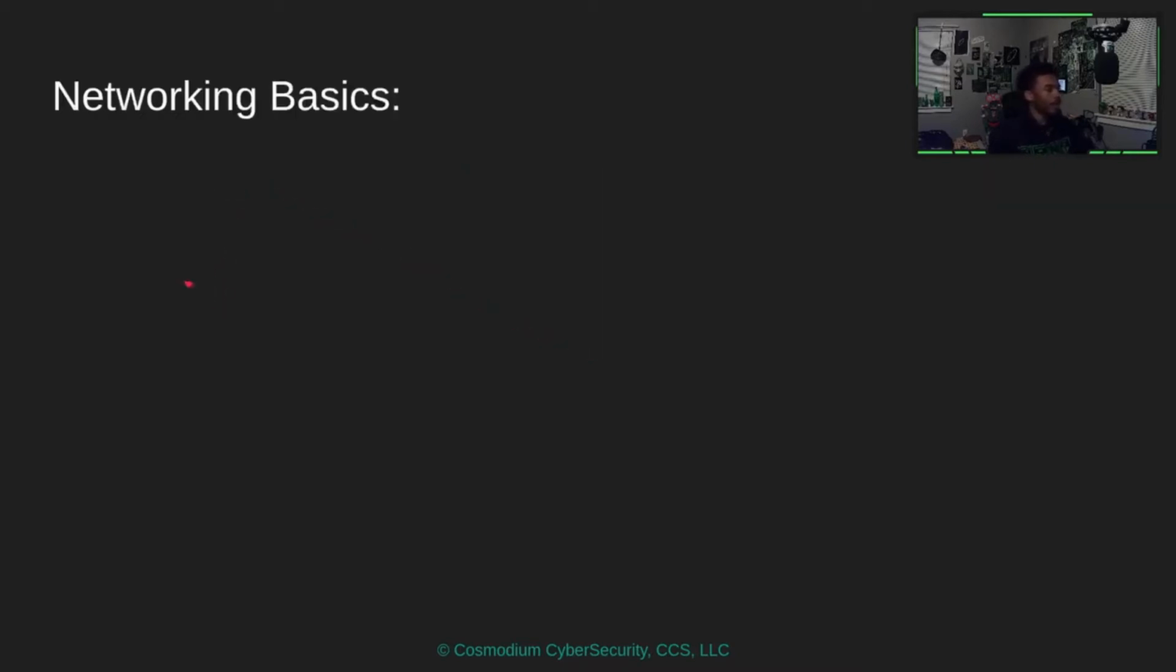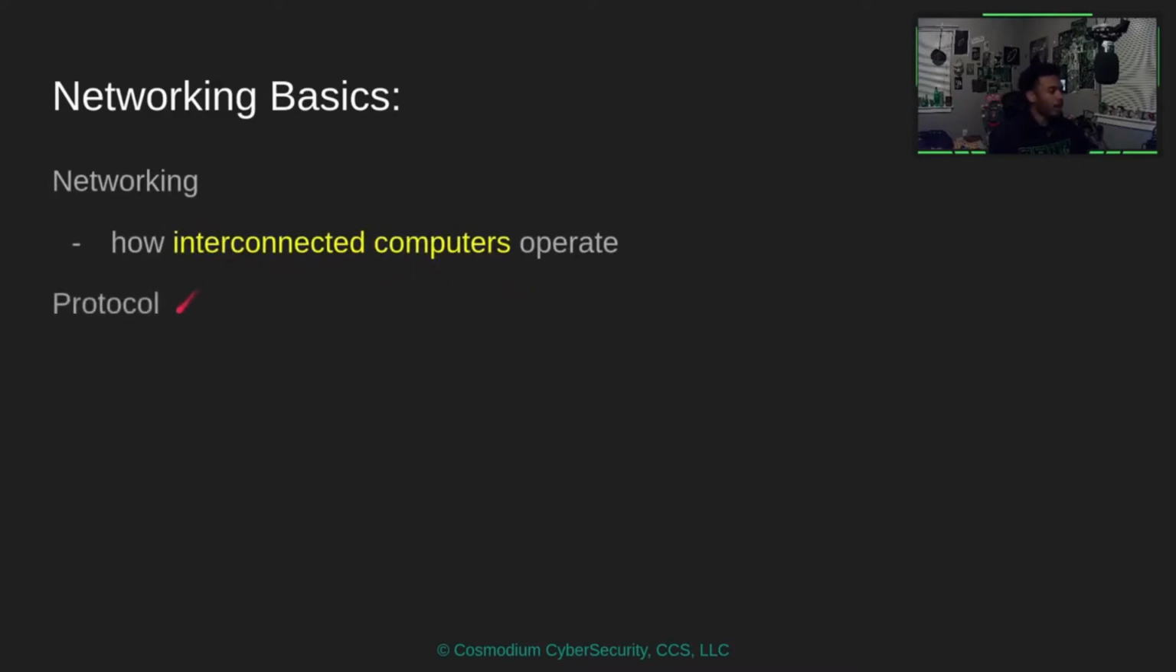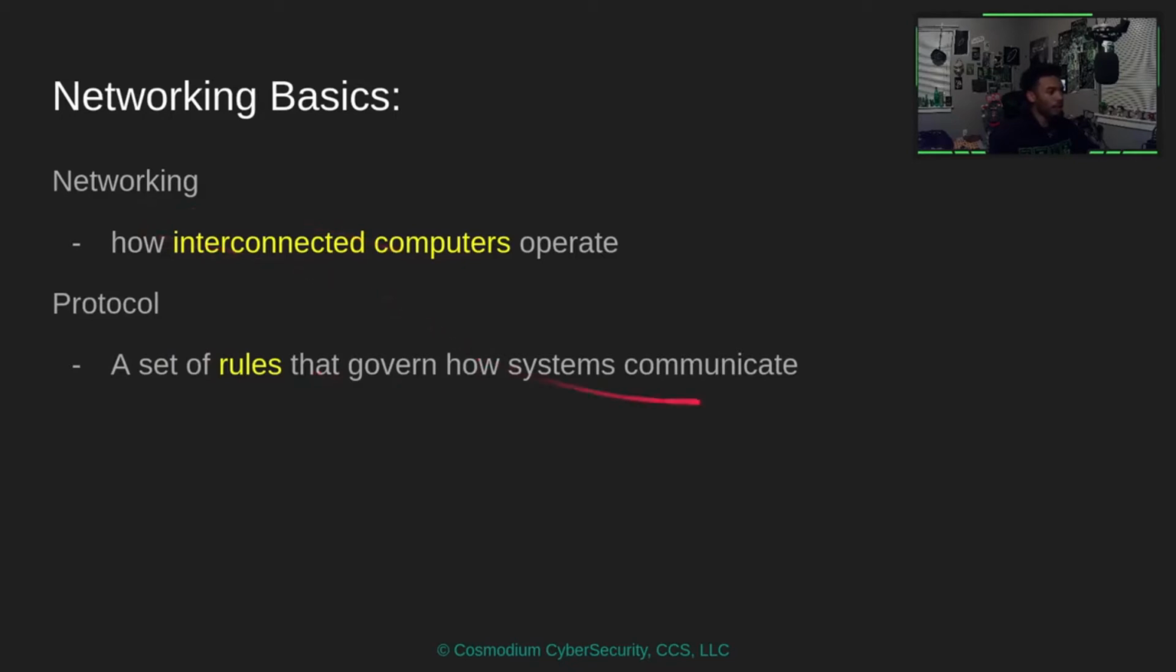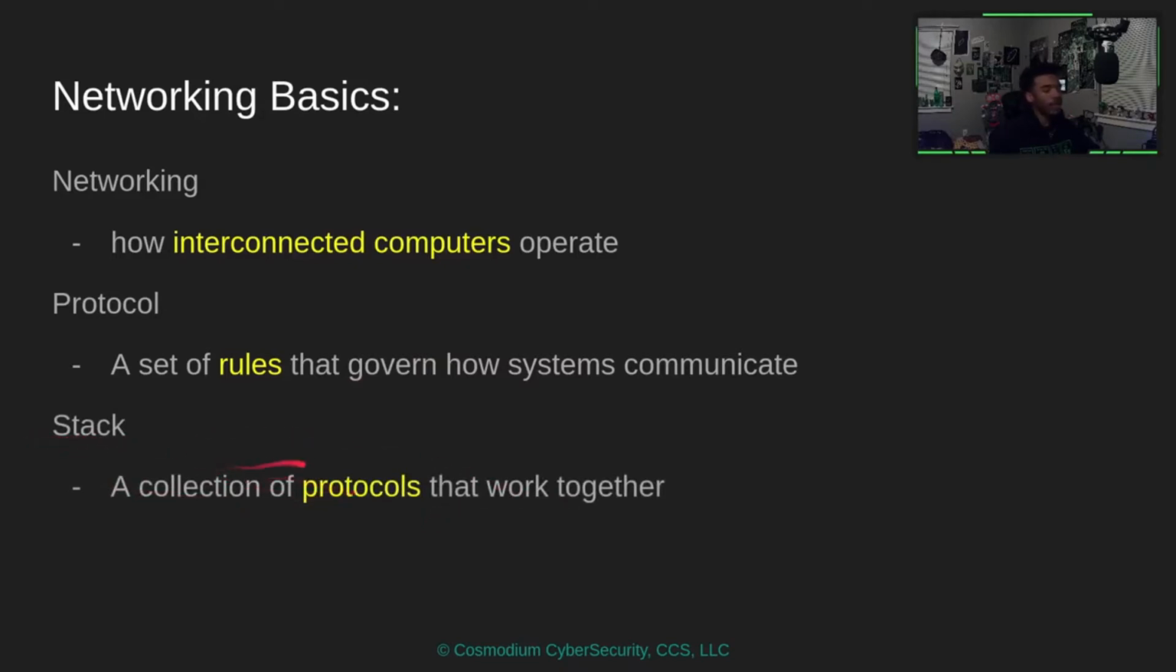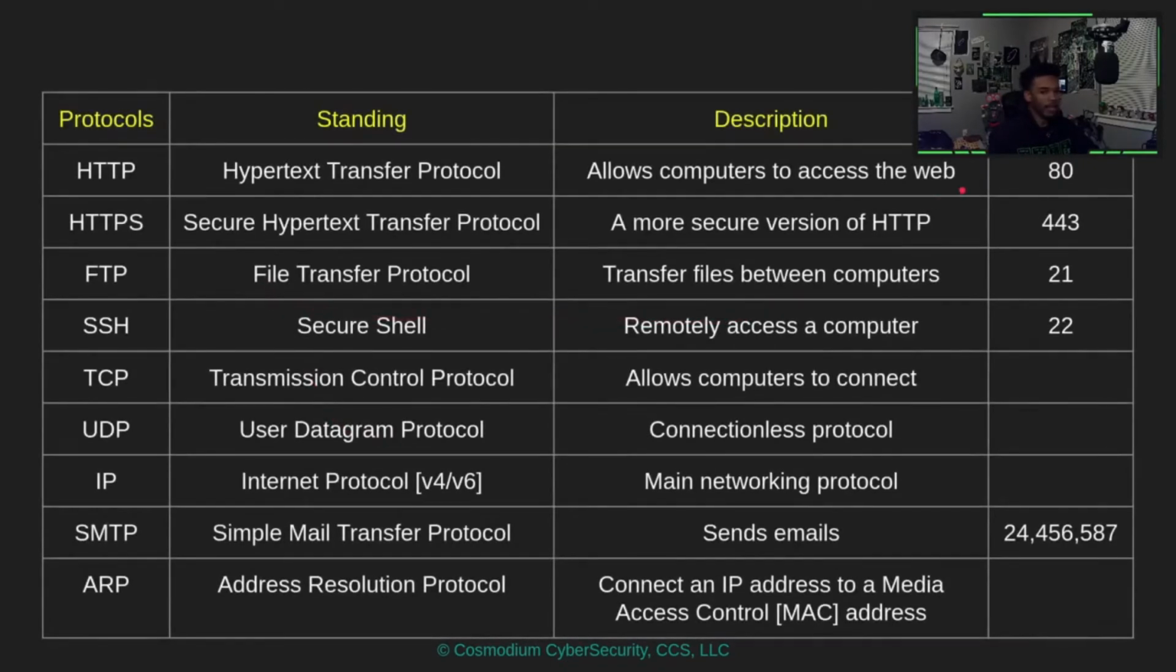But yeah, so networking basics, right? Networking is basically how interconnected computers operate, all right? A protocol is a set of rules that govern how these systems actually communicate. A stack is basically a collection of protocols that work together. We're going to learn about stacks a lot. We're going to get the basics of stacks because they can get kind of confusing quickly. But I'm sure if you guys take it along, it's pretty straightforward. So let's go ahead and look at these.